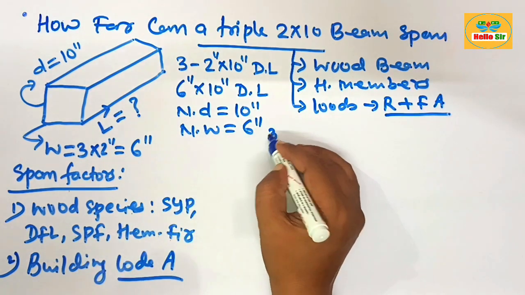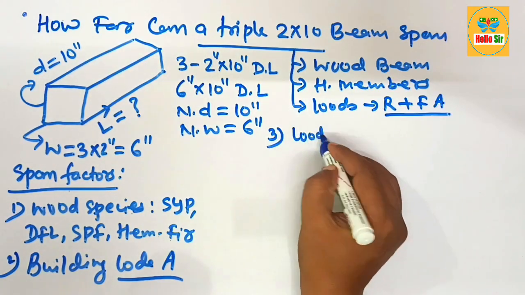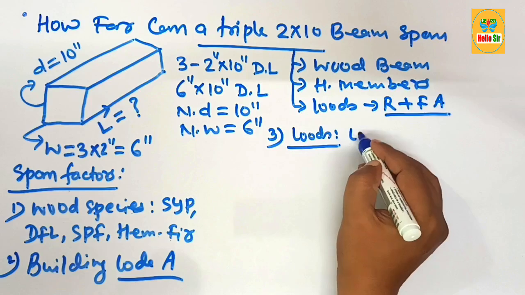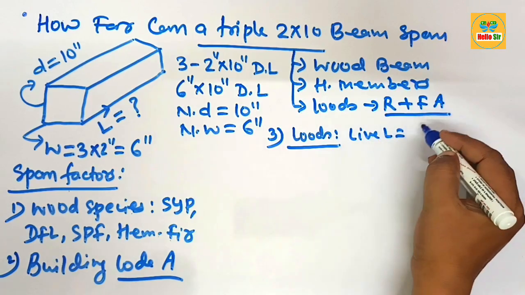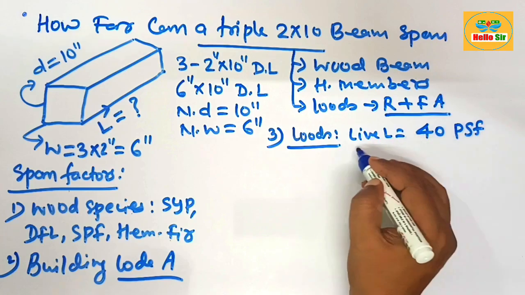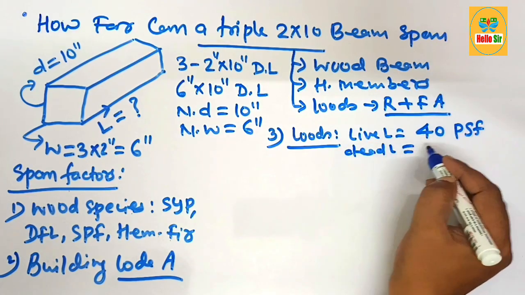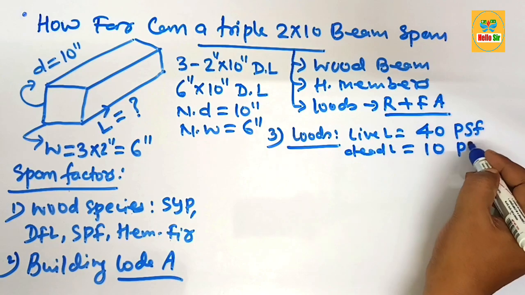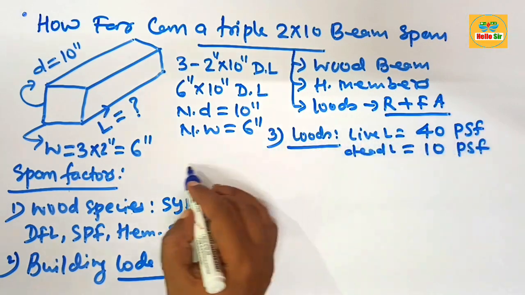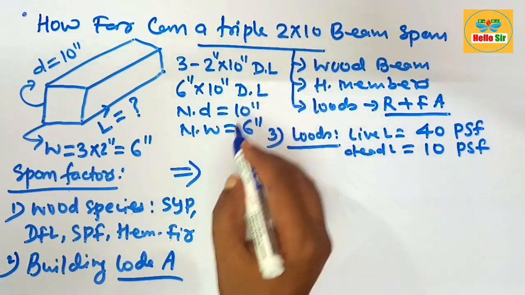The third major factor that determines the span length is the load condition. What are the expected loads? The live load is about 40 pounds per square foot, and the dead load is about 10 pounds per square foot. And you have to determine the span length for a triple 2x10 beam.